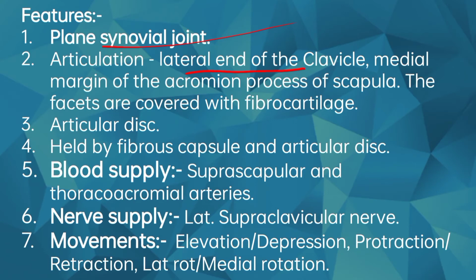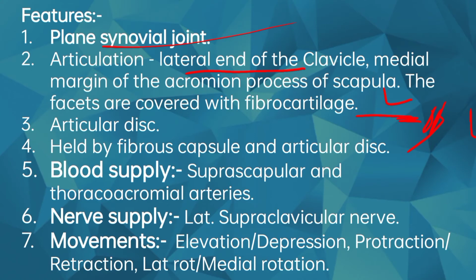See, in the sternoclavicular joint, the middle part of the clavicle articulates with the sternum. Now the acromioclavicular joint is lateral to the body, right? So the lateral part of the clavicle articulates with the acromion. The articulation is the lateral end of the clavicle with the medial margin of the acromion. See, this is the clavicle's lateral part, and this is the acromion's medial part. So this medial part and this lateral part get articulated.